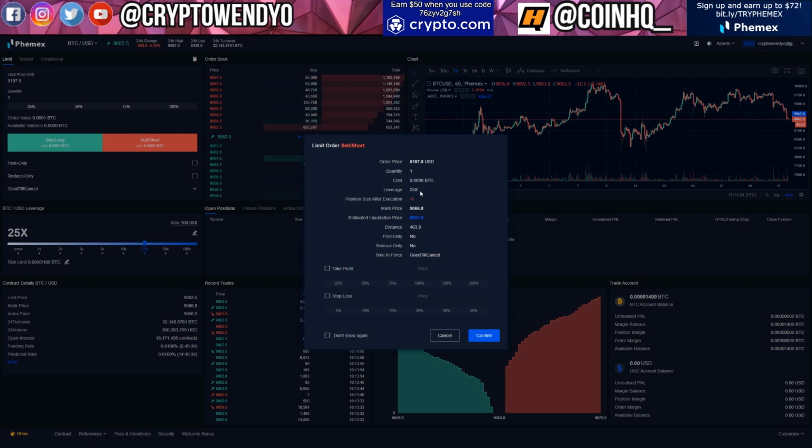Never use more than 2 to 3 times leverage, and if you're brand new to this, please use their testnet. You're going to see the position size after execution, the mark price, the liquidation price, the distance, post only, reduce only, which I didn't select, and time in force, good till canceled. So basically the order is going to be valid until it either gets filled or until you manually cancel it.